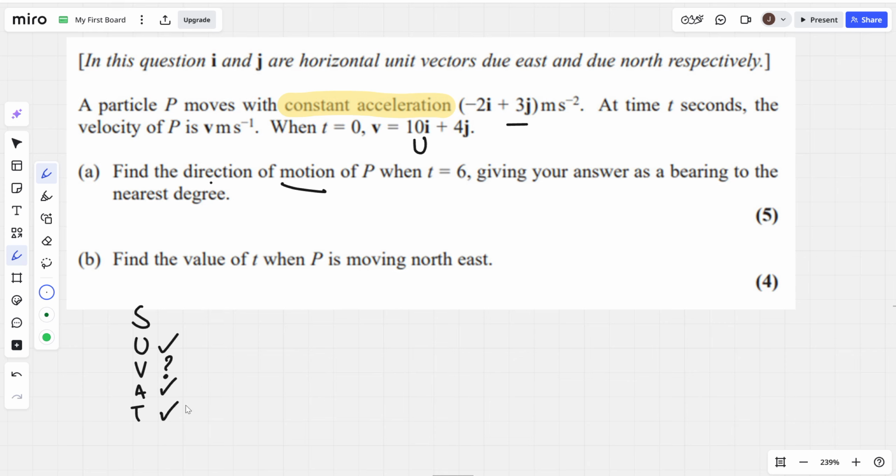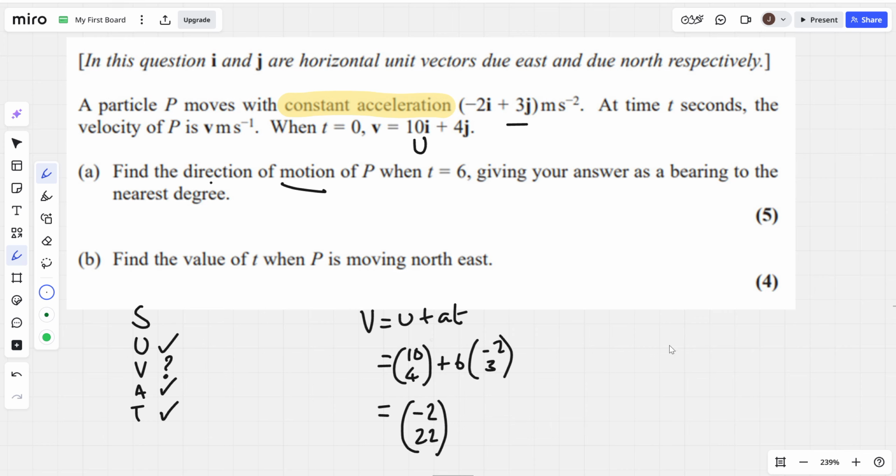Okay, so we know that we've got t there as well. So what's that? That's, again, one more of these. I seem to love v equals u plus at for these kind of questions. So it's a 10, 4. And then there's 6 lots of -2, 3. That's -12, that's a -2, and then that's an 18, so that's a 22. So that's how it's moving. That's the velocity. If it's going 2 to the left and 22 up, what you'll find is that it's going like that.